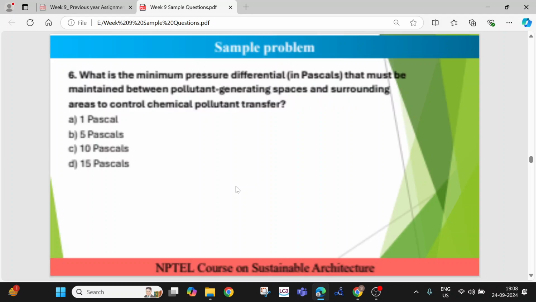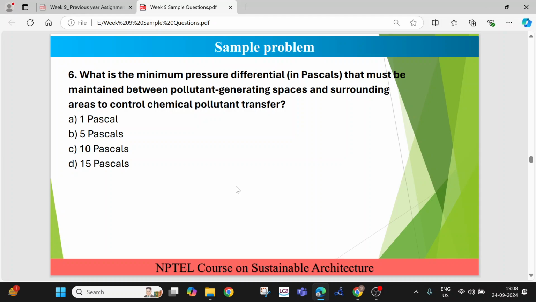Yes, sir. Okay. So here is question number 6. This is an objective type question, and it is asked, what is the minimum pressure differential that must be maintained between pollutant generating spaces and surrounding areas to control chemical pollutant transfer. It is talking about the smoking zone. Example of the smoking zone was given to you. So that negative pressure was discussed, I think. What negative pressure should be maintained?